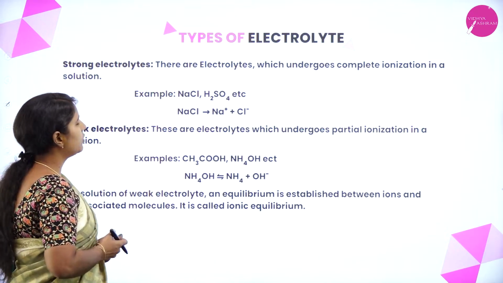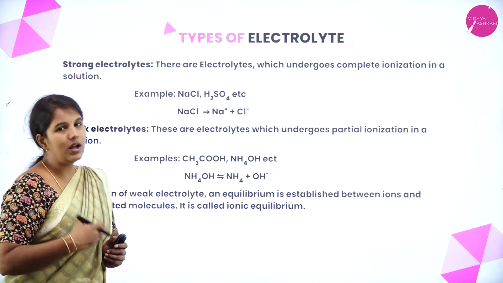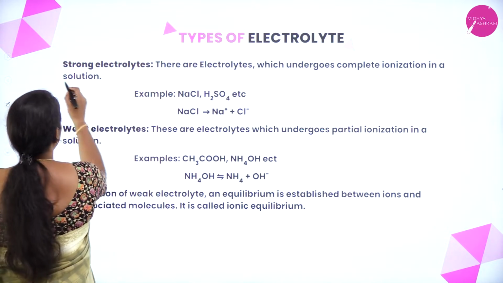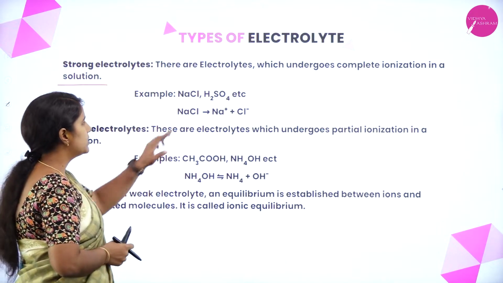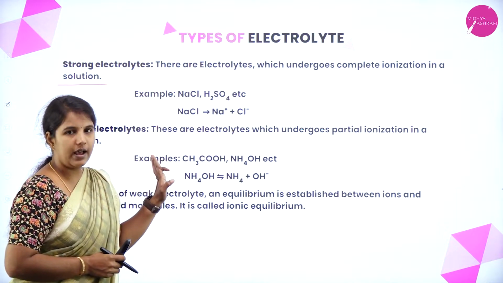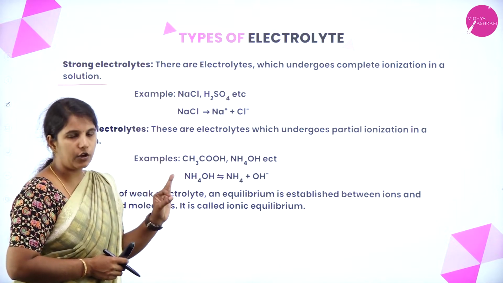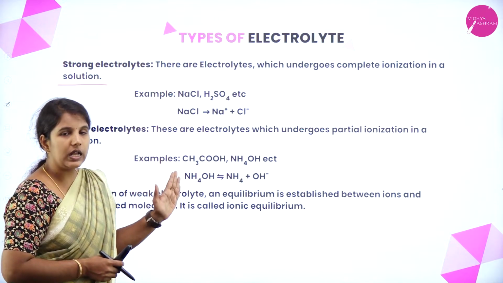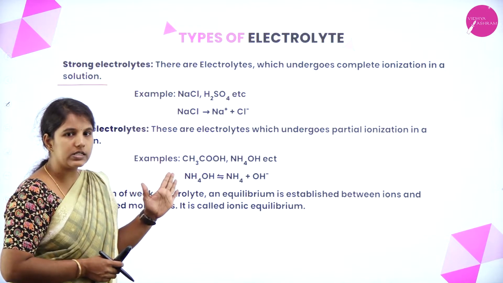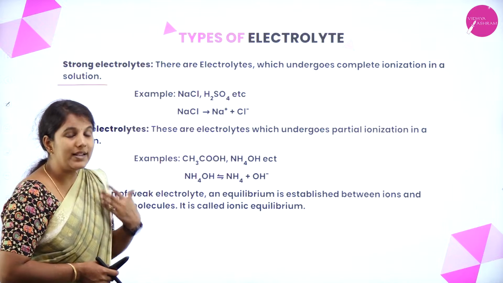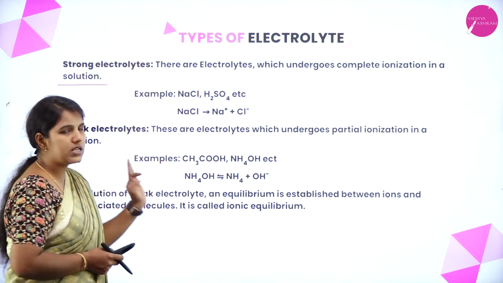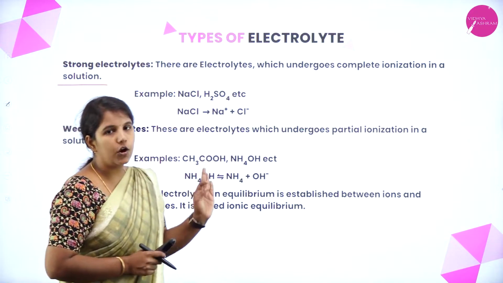Strong electrolytes are electrolytes which undergo complete ionization in the solution. For example, sodium chloride ionizes to form a sodium cation and a chloride anion. In the solution state, what does it do? It will do complete ionization. Hence, such electrolytes are said to be strong electrolytes.